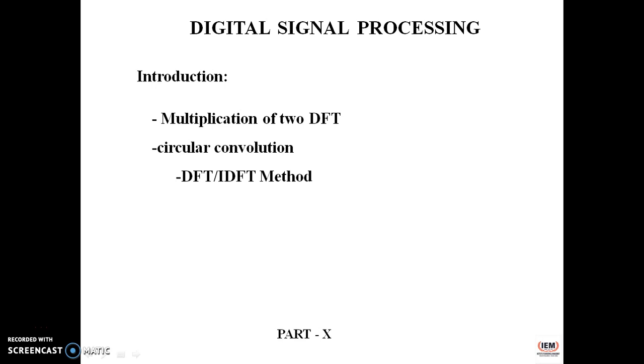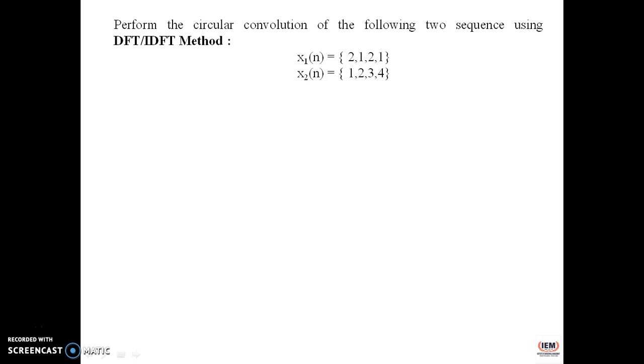Here I introduce again multiplication of two DFTs component, but the method we follow here is the DFT IDFT method. So using the DFT IDFT method we find the result of circular convolution. Again considering the same mathematical example for solving the circular convolution, before starting, firstly we introduce the method as early described.